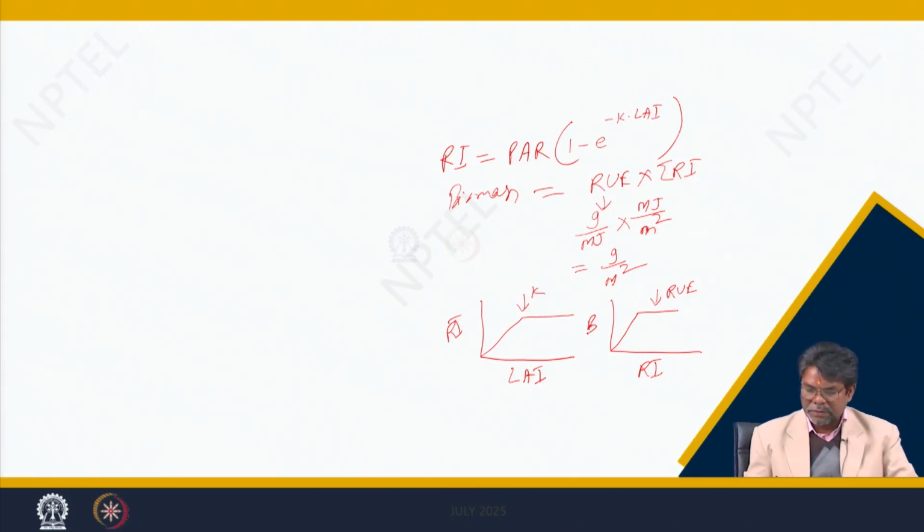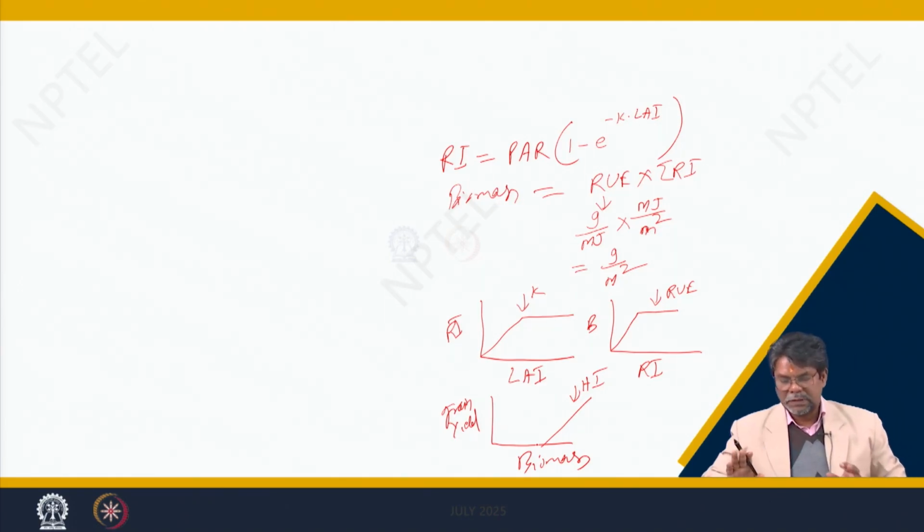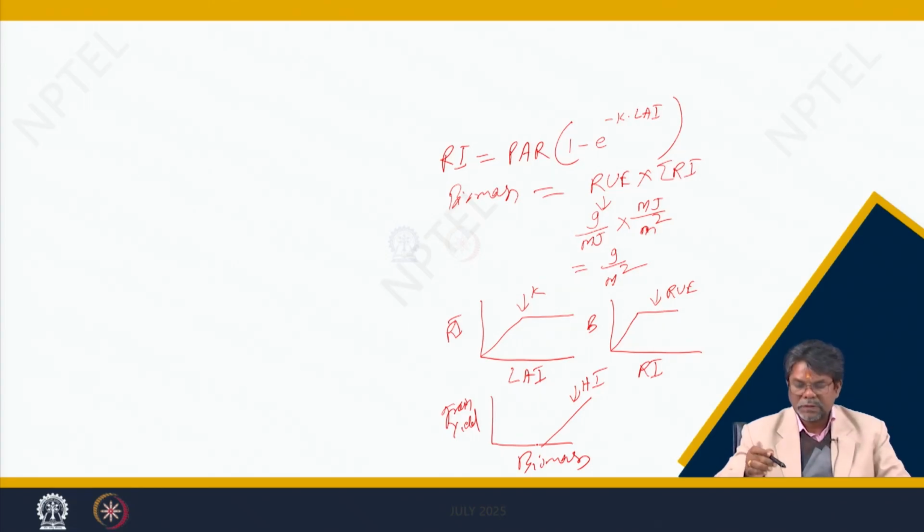Then we have the biomass to grain yield. There the factor that contributes is the harvest index, the conversion of biomass to grain yield. So, the point I am saying here is that the weather parameters, particularly solar radiation, influence this biomass by interception of radiation. The radiation interception is regulated by the leaf area index.